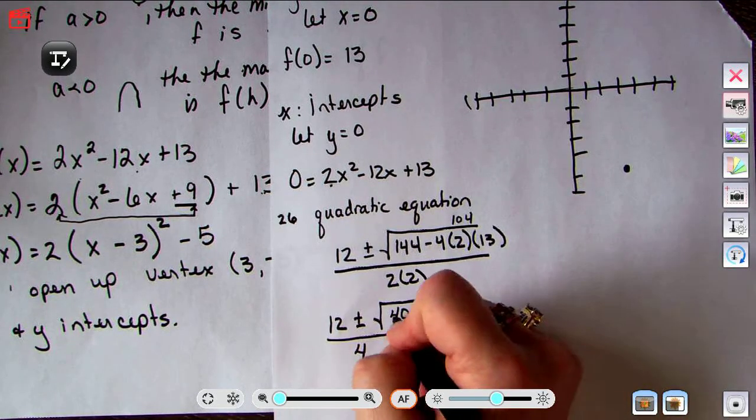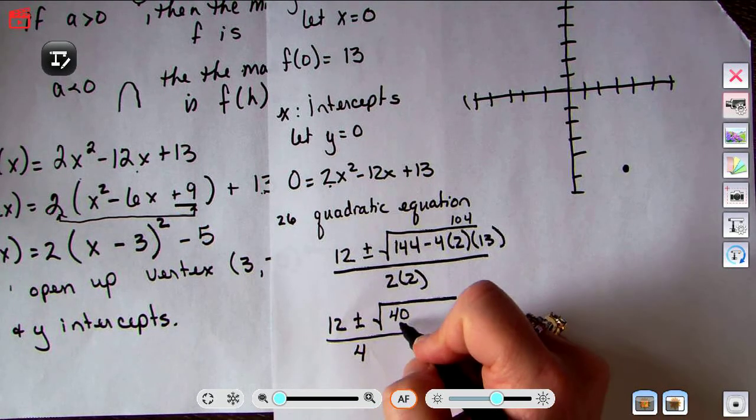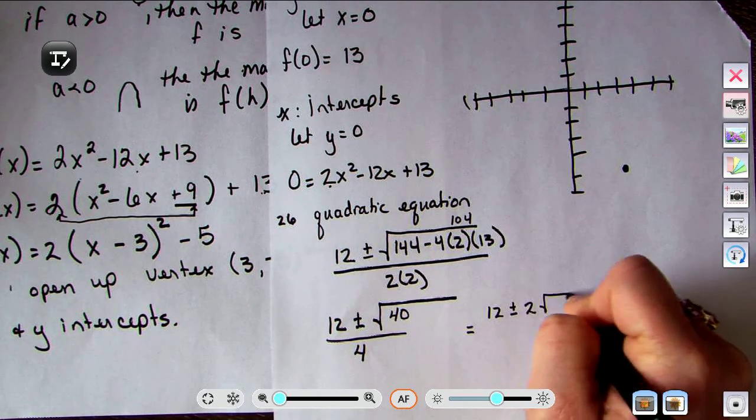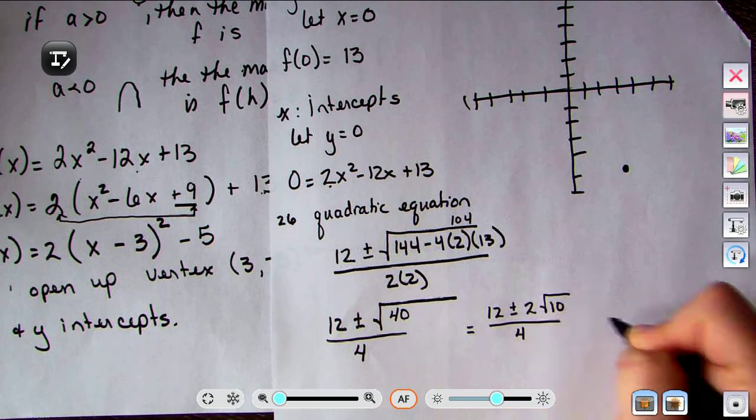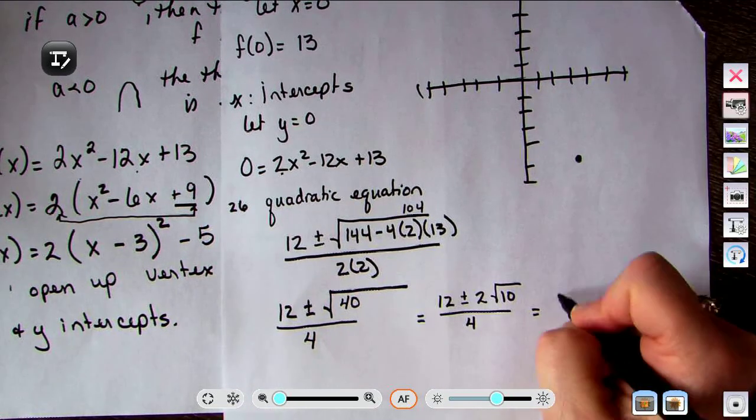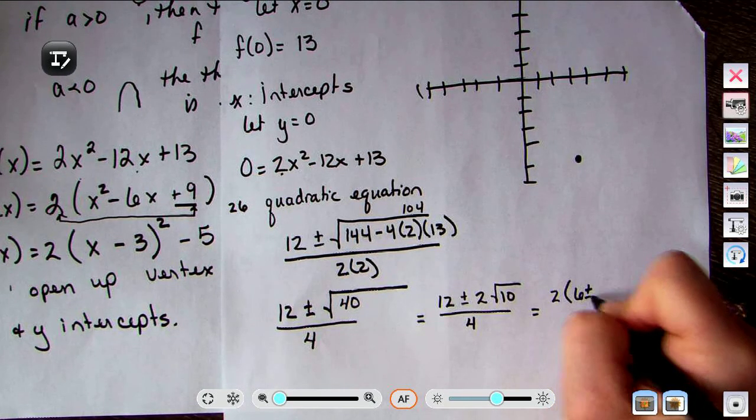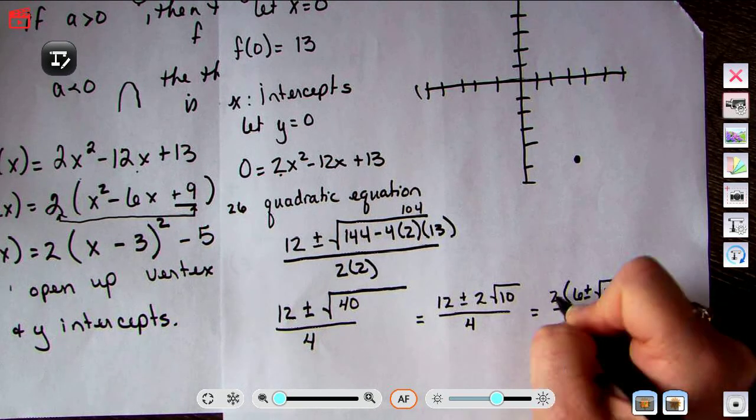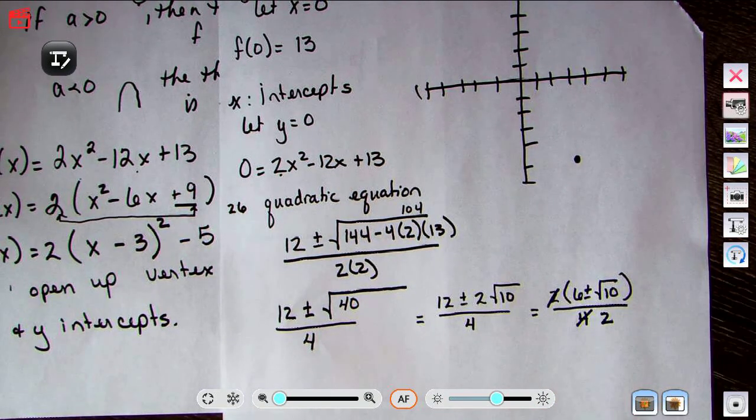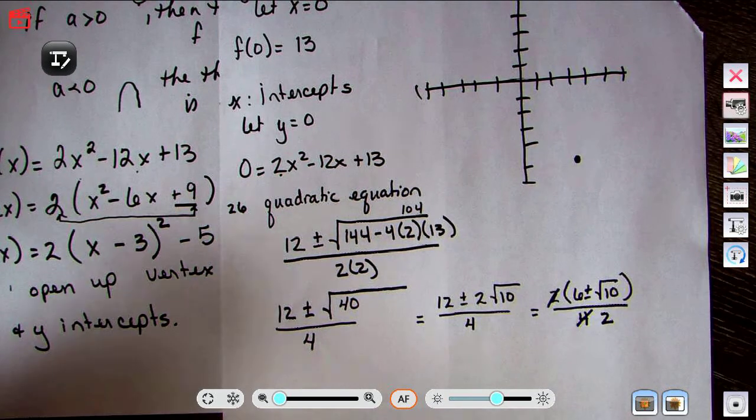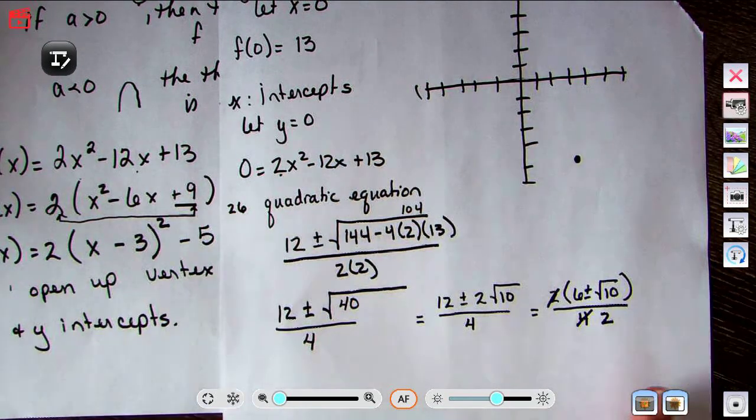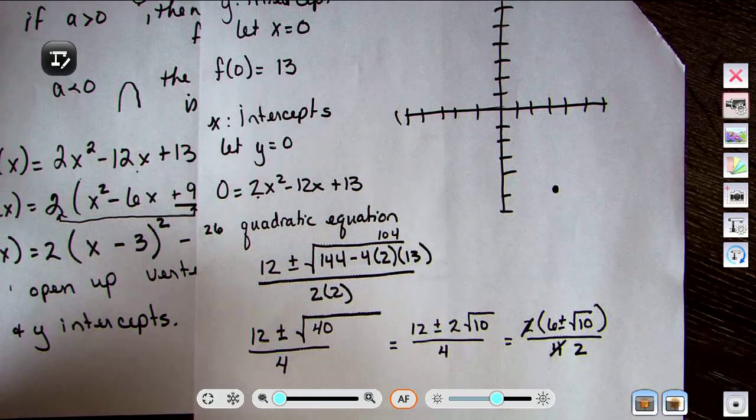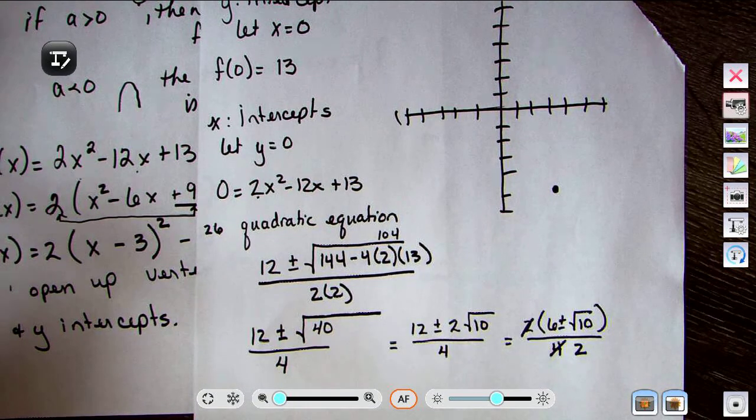Going to clean this up because there's a perfect square in there, namely 4, so I can pull out a 2. Cleaning it up even more, pull out a 2 out of everything here, 6 plus or minus square root of 10 all over 4. That cancels, all over 2. Okay, now we are trying to figure out a rough graph. So I kind of need to know where in the world this 6 plus the square root of 10 divided by 2 is. So I'm going to be using my calculator.